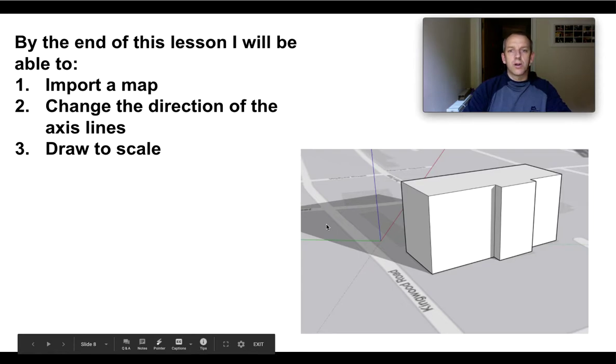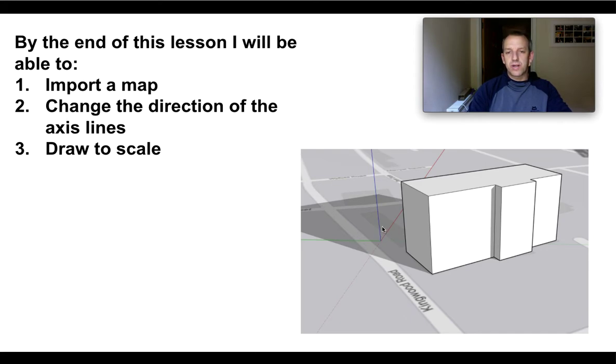In this tutorial, we're going to look at how we can import a map into Google SketchUp. We can change the direction of these red, blue and green axis lines, and we can start to draw to scale, although that will be spread over a few tutorials. So let's go into SketchUp.